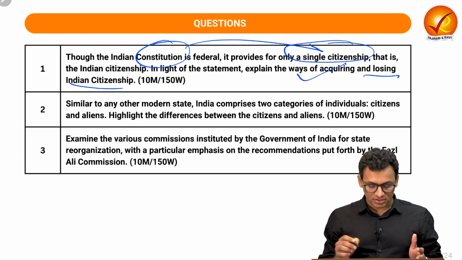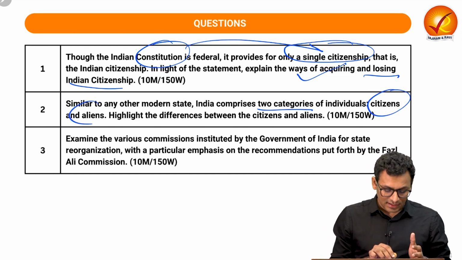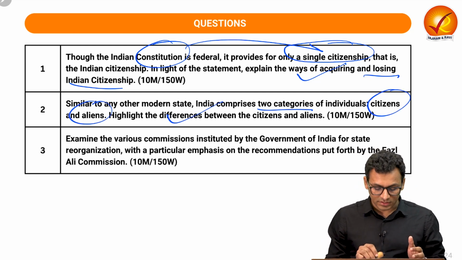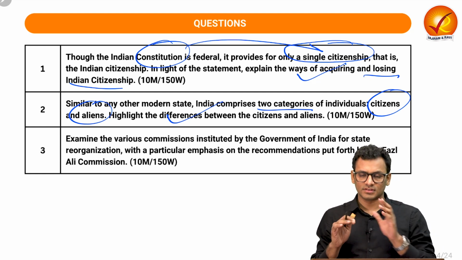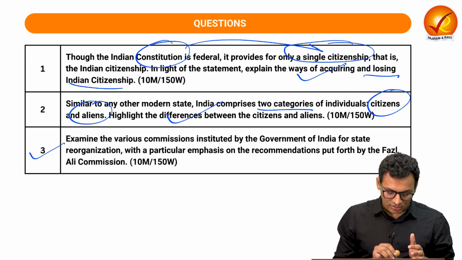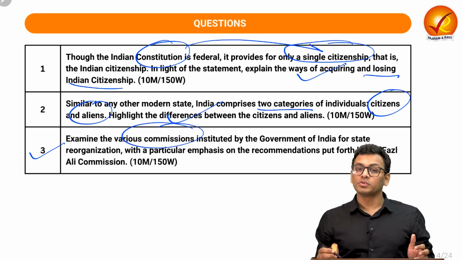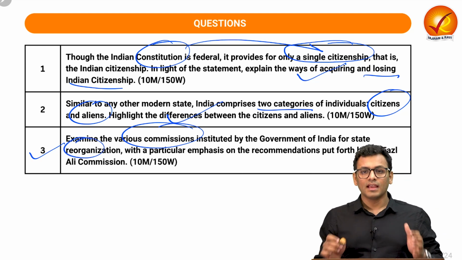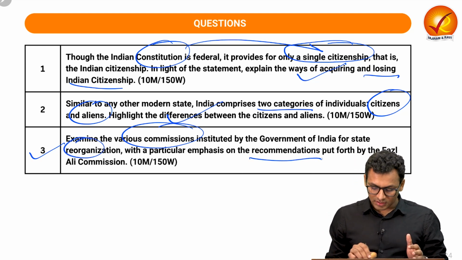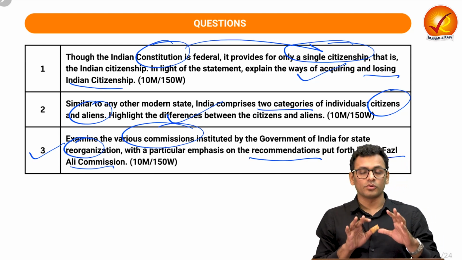In the second question, we are going to see there are two categories of individuals, citizens and aliens. We will understand the difference between the two and how the constitution provides different provisions for them. And in the last question, we are going to see how various commissions were instituted by the government of India for state reorganization, and we will focus on the recommendations put forward by the Fazal Ali Commission. So these are the three questions that we are going to see today.